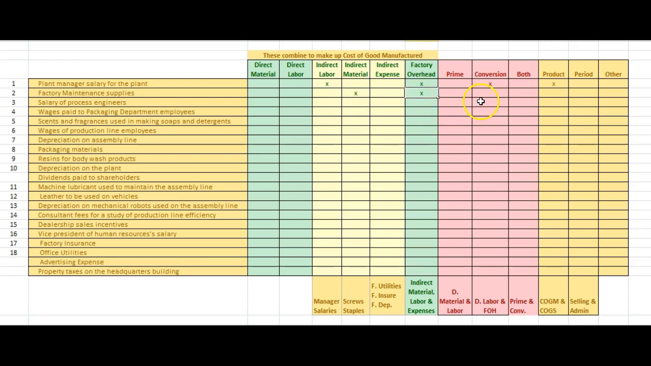Now, is it a prime or conversion? Well, it's factory overhead, so it's going to be a conversion. It deals with cost of goods manufactured, so it's going to be a product cost. Kind of get the idea?